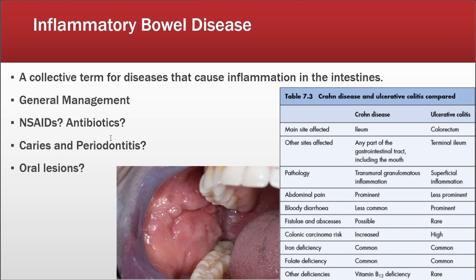Patients might have oral lesions, like the one in the picture here. Fissure tongue, geographic tongue, all of these can be seen in there. And they have a higher risk for caries and periodontitis. Now we have two diseases, Crohn's disease and ulcerative colitis. Now, usually the higher carcinoma risk is present in Crohn's disease.